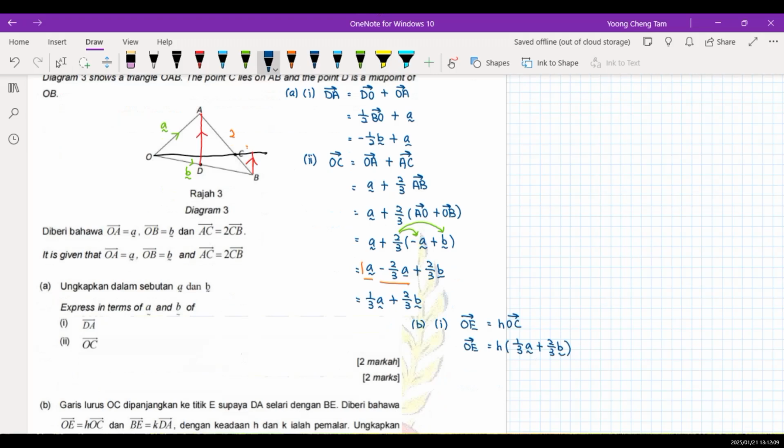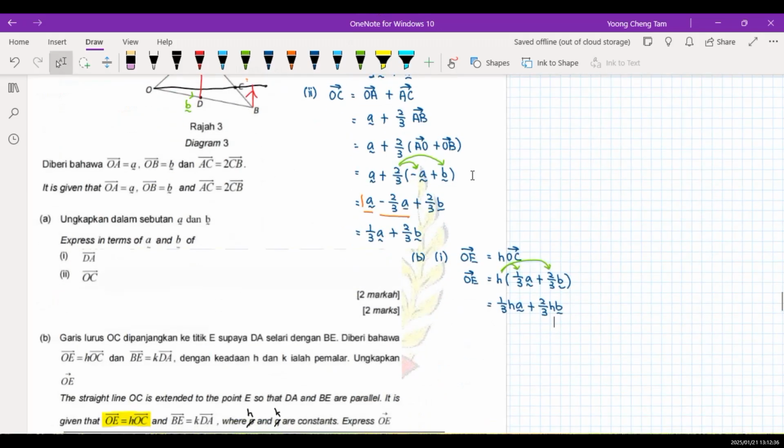So that is the vector. Now open the bracket: H multiplies vector A and multiplies vector B. So it equals 1 over 3 HA plus 2 over 3 HB. Now that is the answer for question B1, so that's the vector OE.